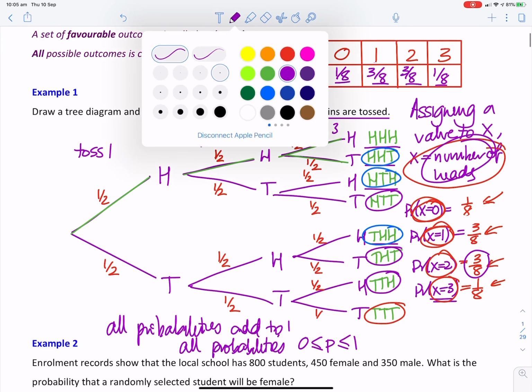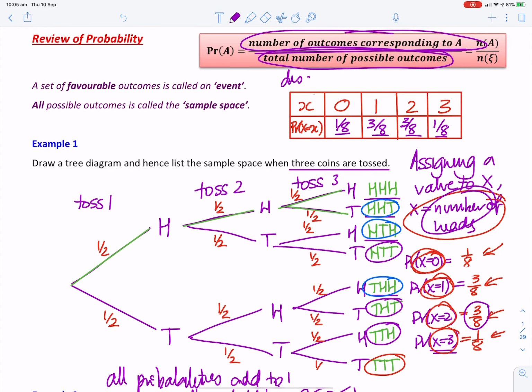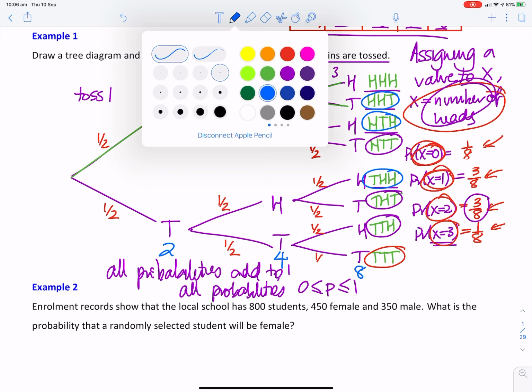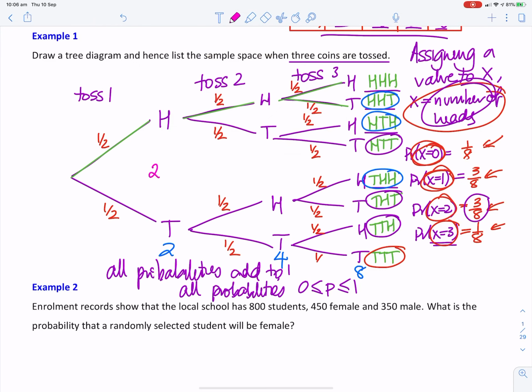One last thing to note from this. This is called a discrete probability distribution because my outcomes are discrete, and this is all of the possible outcomes. The last thing to note, in this case, I've got 2 outcomes here, 4 outcomes here, 8 outcomes here. You'll notice this is 2 to the power of 1, 2 to the power of 2, 2 to the power of 3. I've got 8 outcomes on this level.